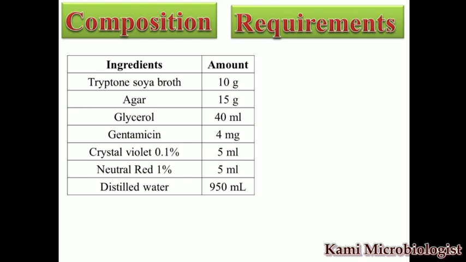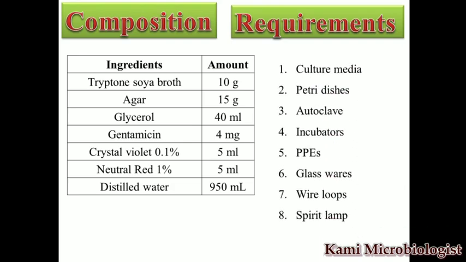Then we have the compositions. This type of media is composed of different ingredients: we have Tryptone soy broth 10 gram, agar 15 gram, glycerol 40 ml, gentamicin 4 milligram, crystal violet 0.1%, 5 ml, neutral red 1%, 5 ml, and distilled water 950 ml. So these are the ingredients that we need while making this type of media.